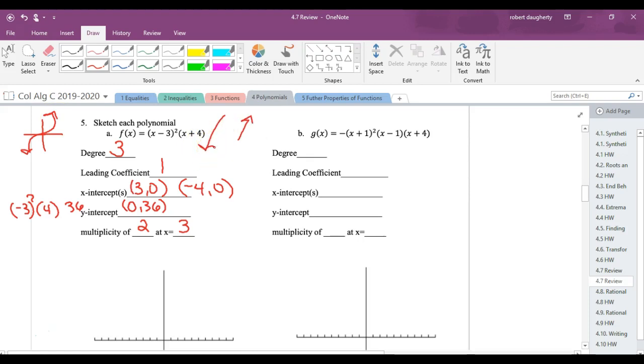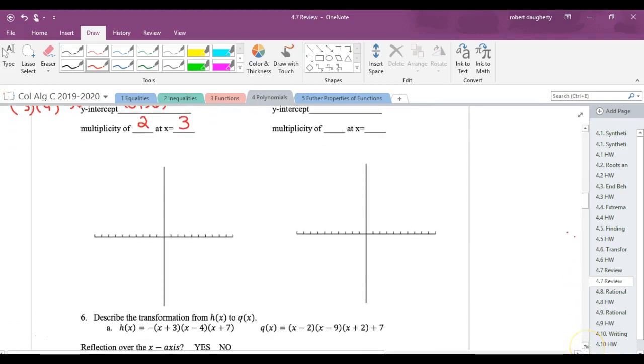Okay, so let's graph this guy. The intercepts are at 3 and -4, but I do not cross at 3. So at 3, 1, 2, 3, I'm going to put a red dot. And then at -4, 1, 2, 3, 4, I'll put a green dot because I do cross there. The y-intercept was at what, (0, 36)?